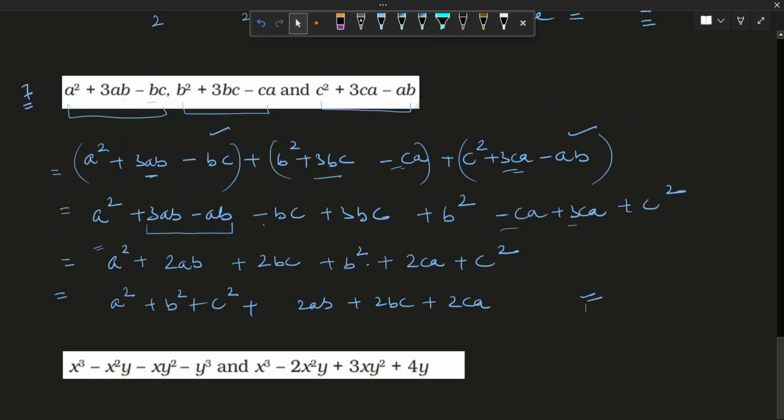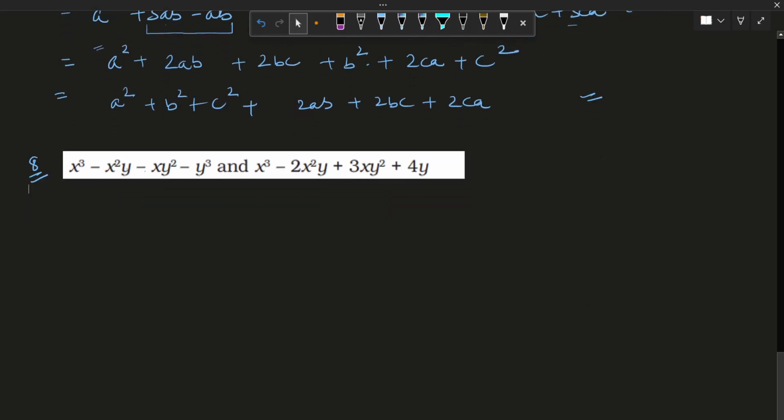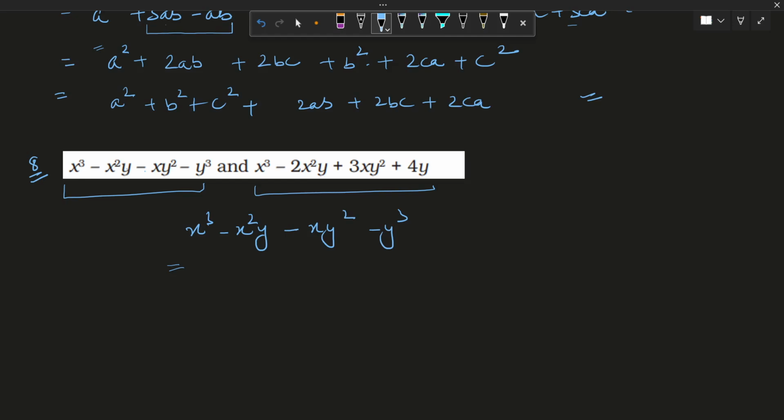Now let's move to the next question, question number 8. Both the polynomials you need to add. Let me just write it. x cube minus x square y minus xy square minus y cube. If I ask what is the degree of this polynomial, can you just think of it for a minute? Its degree is, if you add the powers here, it's 3, this is 2 plus 1, 3, this is 1 plus 2, 3. So all have 3, so the degree of this polynomial is 3. And there are 4 terms here, so we call it a polynomial.